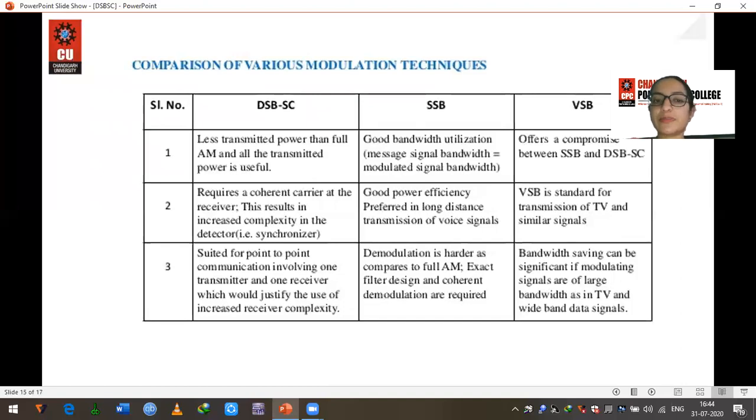On the other hand, DSB-SC is suited for point-to-point communications involving a transmitter and one receiver, which would justify the use of increased receiver complexity. For SSB, demodulation is much harder as compared to full AM, and it requires filter design and coherent demodulation. In the case of VSB, bandwidth saving can be significant if the modulating signals are of large bandwidth, as in TV and wideband data signals.